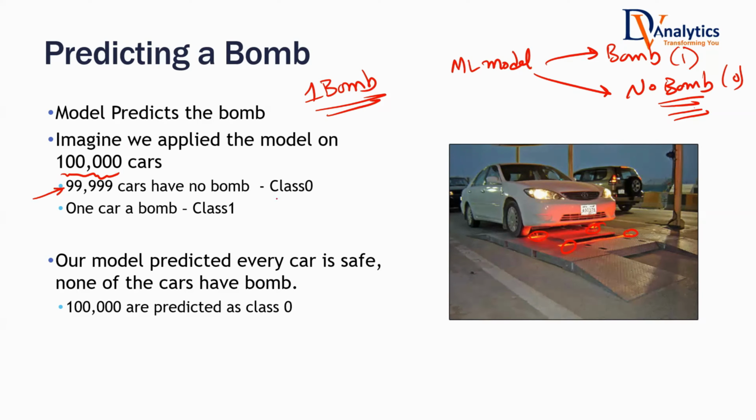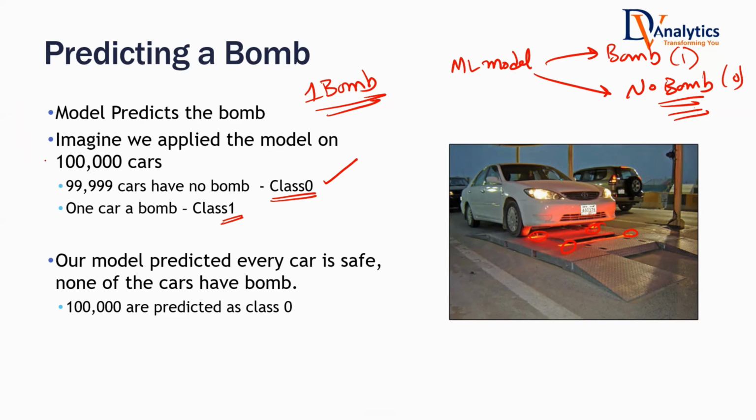99,999 cars have no bomb. They belong to class 0. One car has a bomb. It belongs to class 1. Is this scenario clear until here? What is the story? We have a model that predicts whether there's a bomb in the car or not. Now I'm going to test that model on these 1 lakh cars.